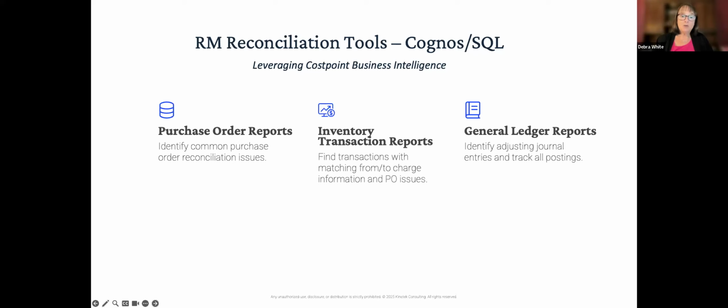Secondly, the inventory transaction report. We can identify on the inventory transaction tables whether we have any transactions where the from and to account are both the same project account and org, thus resulting in no GL activity.